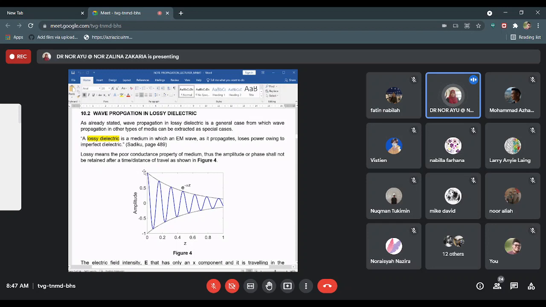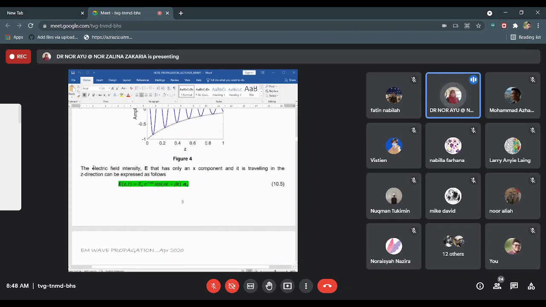Okay, so let me repeat. Whatever amplitude we transmit at first, let's say this amount of amplitude, as long as it travels along a distance, the signal amplitude will be decreased. Okay, why is it decreased? Because it travels through the lossy medium or lossy dielectric. Okay, so you can see how the signal amplitude will be decreased. Okay, so lossy means the poor conductance property of the medium, right?